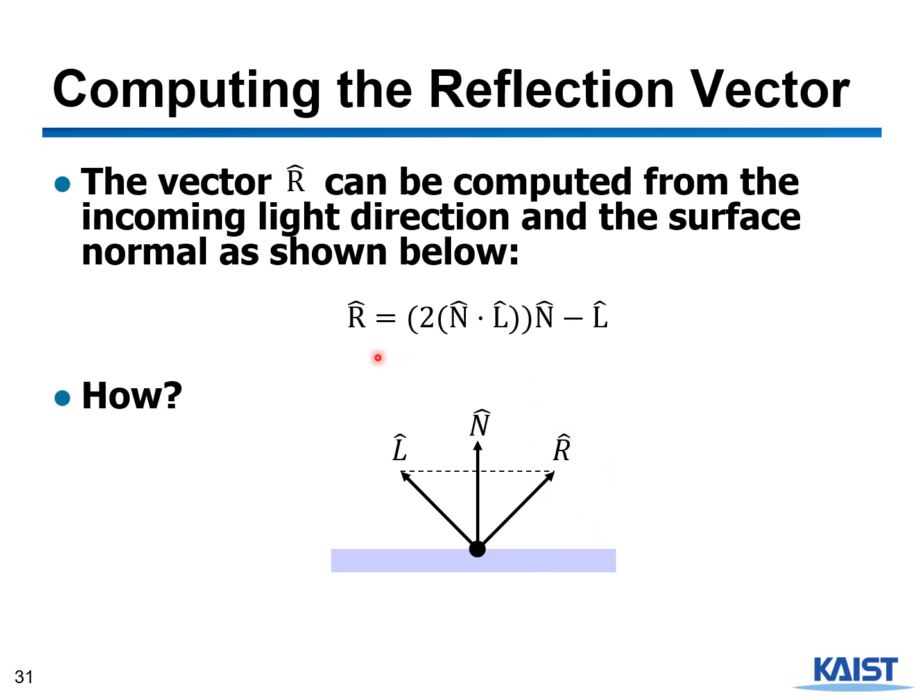One simple solution is that this R vector can be computed like this: the L vector negated. Then we consider this L vector, and this is the projected length of the L vector onto the N. So basically we take the dot product, but there are two of them, 1 and 2. That's why we have this term.